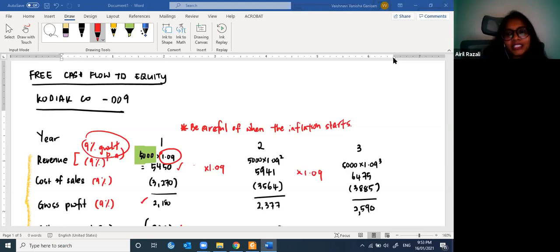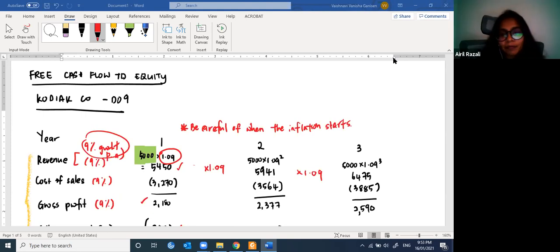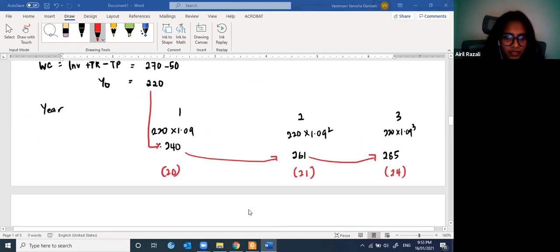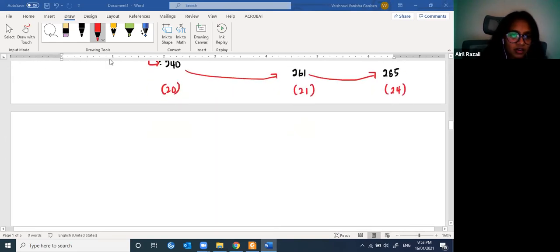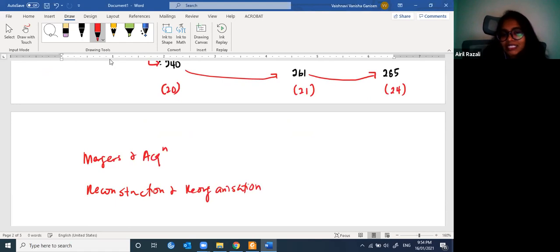Okay. The thing about business valuation is actually I don't have a method, because if there is a method, there are many methods to remember. I just want to let you know, in business valuation we have a few areas, which is we have mergers and acquisition, and then you have reconstruction and reorganization.